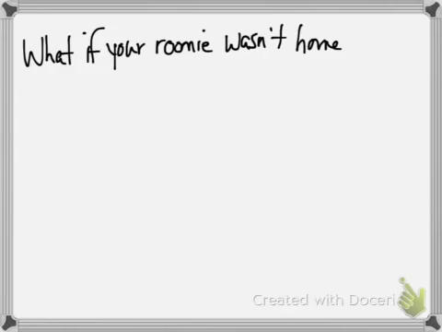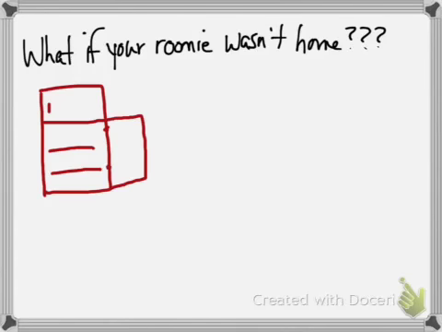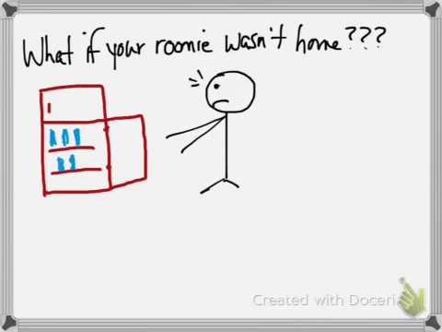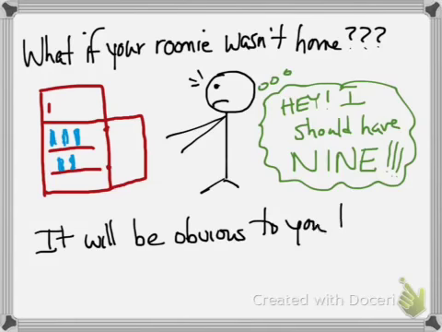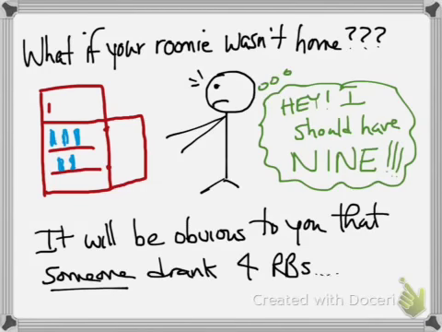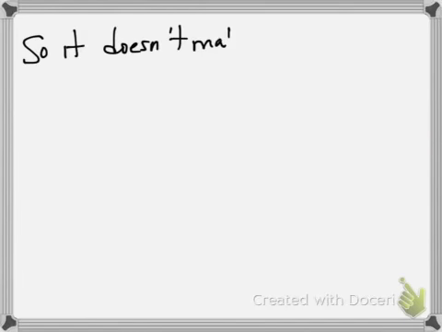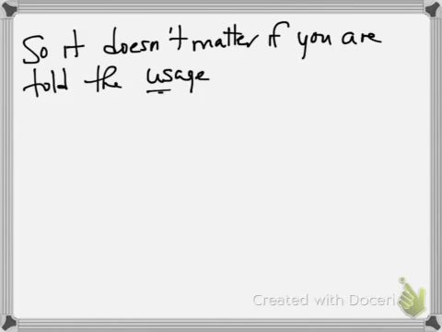But what if when you left the apartment for a while and you came back and your roommate wasn't home? You still think there's 9 bottles in the refrigerator. And then when you open the fridge, you see only 5 bottles in the fridge. Your first thought will be, hey, I should have 9 bottles. It will be obvious to you that someone drank 4 of the root beers. If you believe there was supposed to be 9 and there's only 5 bottles in there, somebody drank 4 root beer.